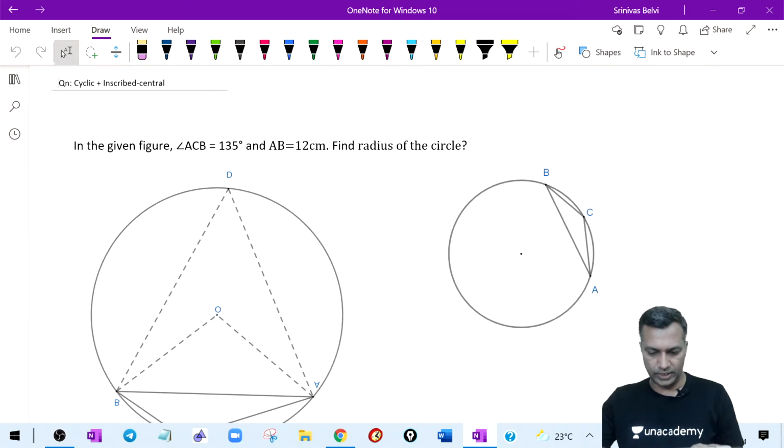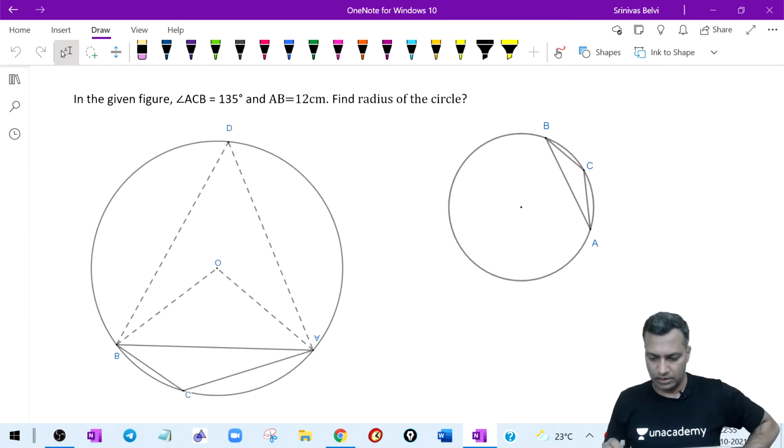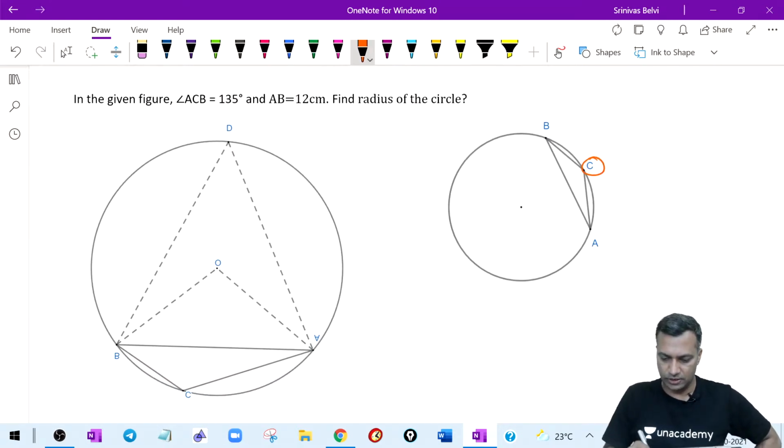Okay, so let me just tilt this diagram a little bit. I just brought this point C here, and I have A and B on the other legs. I just tilted this diagram for our better understanding. What is given to me? This measurement is 12, and the angle between them is 135.